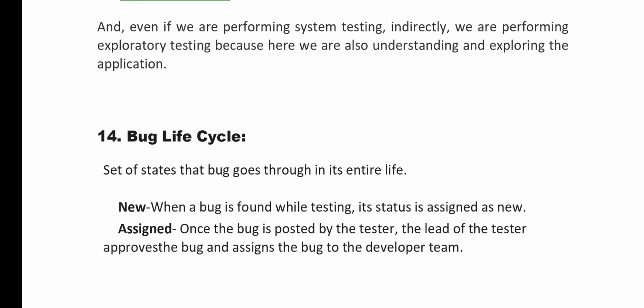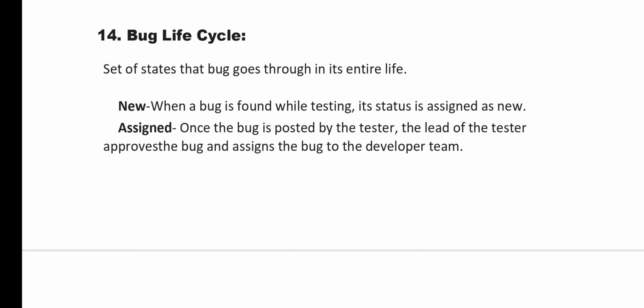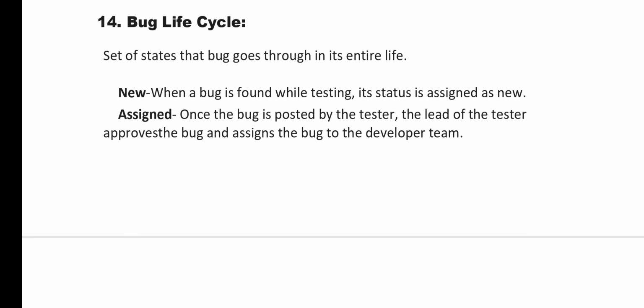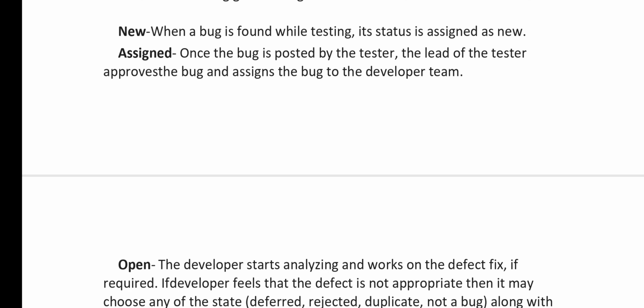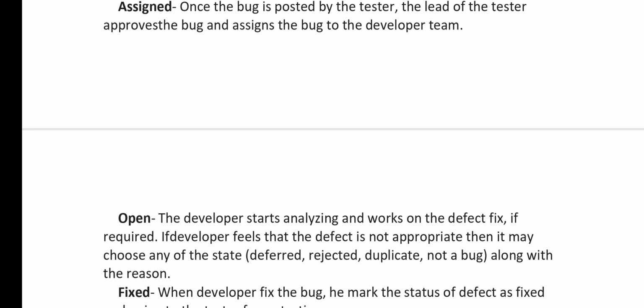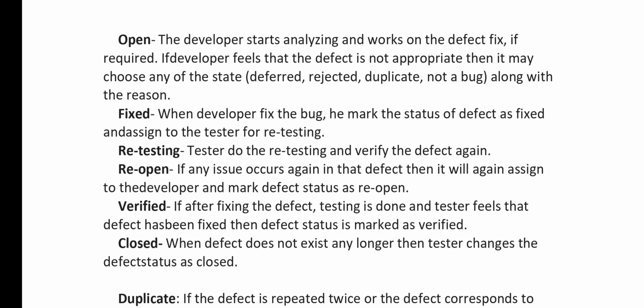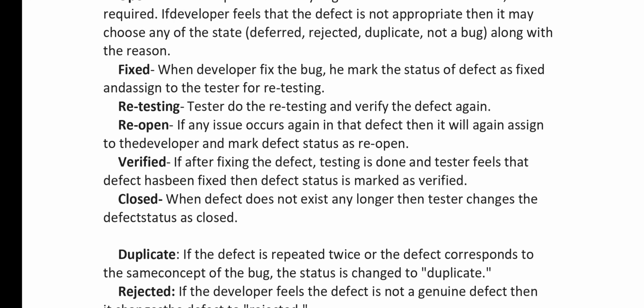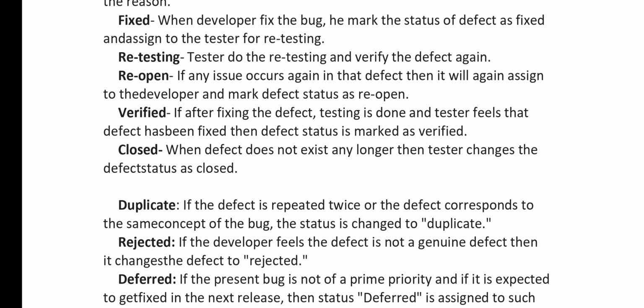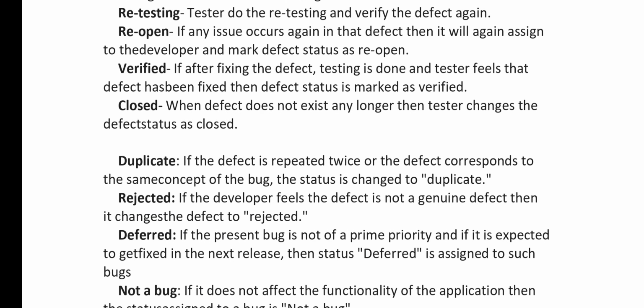Okay, next we talked about the bug life cycle, on what are the different stages the bug usually goes through in its entire life. Initially the state of the bug will be new, and then it will move to assigned state, and then to the open state, and then to the fixed state, and then to retesting. If the bug is identified again, then the reopened state, verified, and then finally closed state.